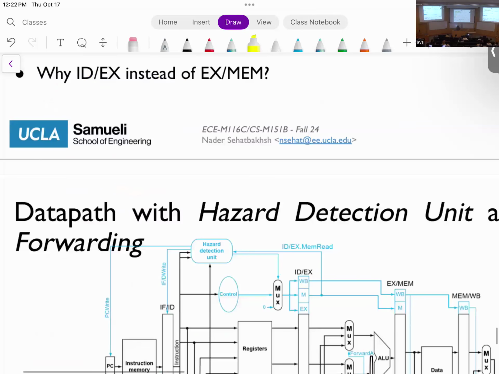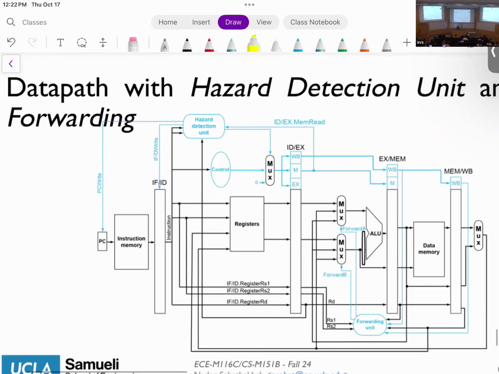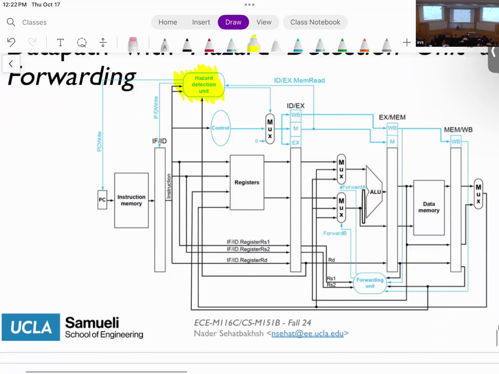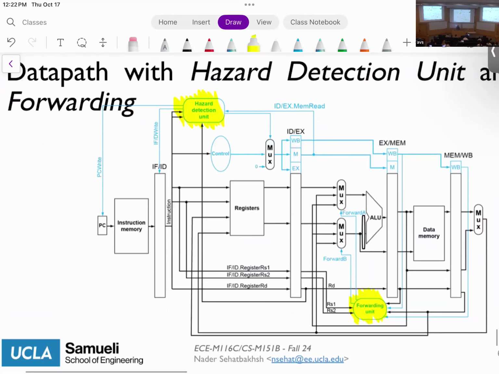Okay. And then how do we do the stalling? The stalling happens with what we call the hazard detection unit. So pay attention that we have a hazard detection unit and a forwarding unit here. The hazard detection unit is responsible for creating the bubbles. I'm going to describe how the bubble works. So essentially, we need to add these muxes. And the forwarding unit decides when we are doing the forwarding.